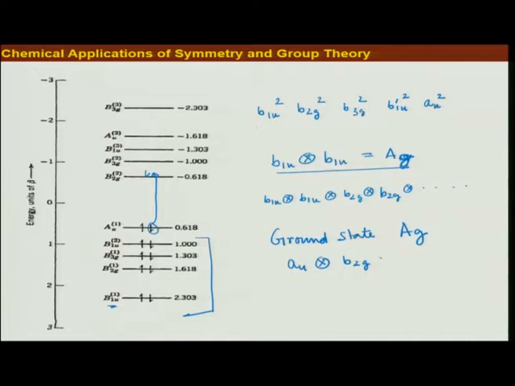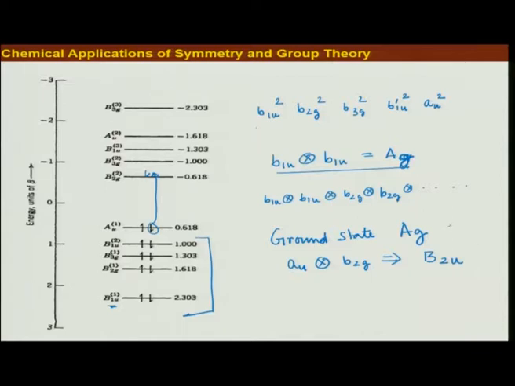Now this AU to B2G gives me which particular IR? In that case, I can easily take a look at my character table, and I can see that AU and B2G gives me B2U. So this gives me a direct product, which is B2U, right? So we already know how to get these direct products, right? So B2U is my first excited state, right?